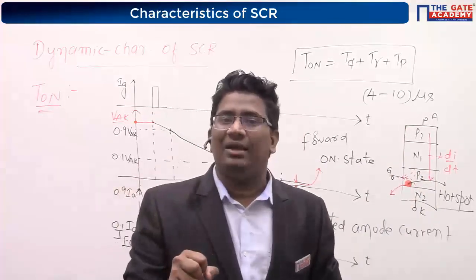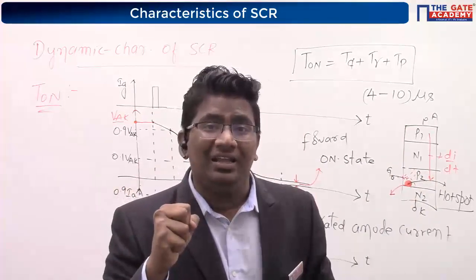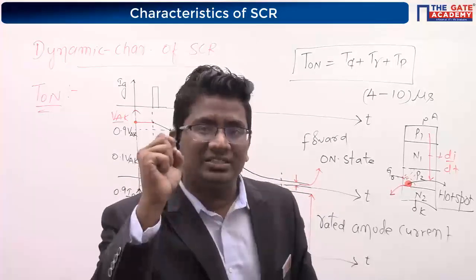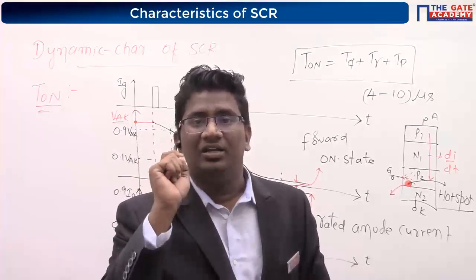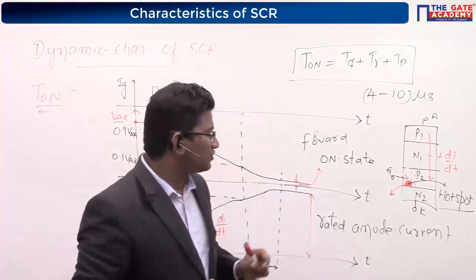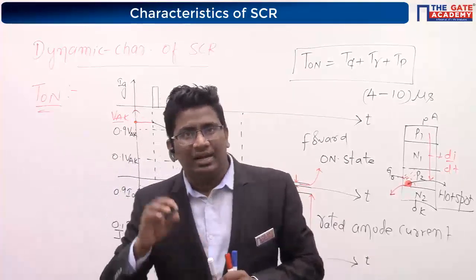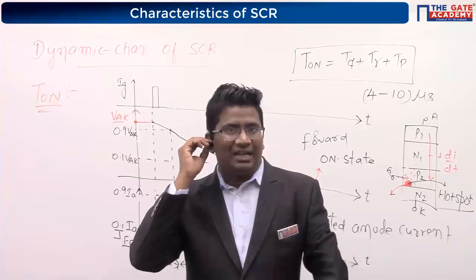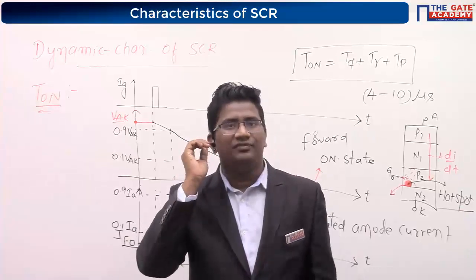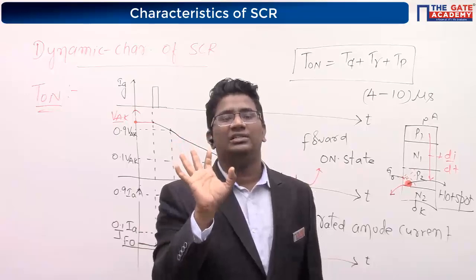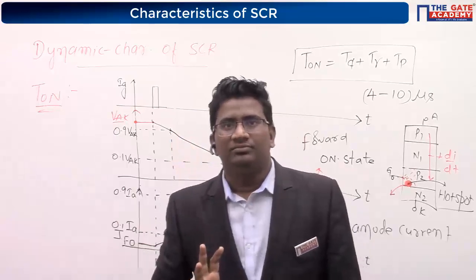By controlling the di by dt. How will we control the di by dt? By using a snubber circuit. Okay, I think this concept is clear. Local hotspots, this concept is clear, right? Everybody? If you say that, I will dictate 3 important points. If you note them down, you will never forget this local hotspots concept.